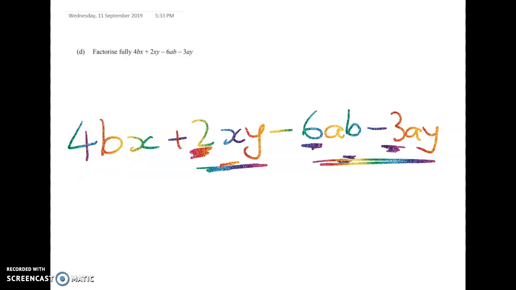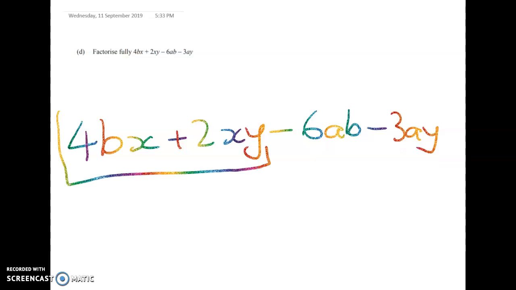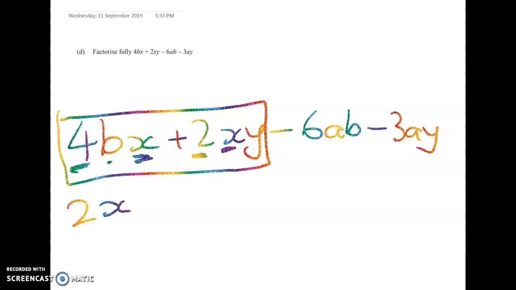So what we've got to do here is look at pairs of terms, right? And the way I do this is to draw a little box just around those first two. Let's do those first. So we're going to factorize these. And now we have got some common factors, right? We've got the numbers. We've got 2 here. I've got b times x. I've got an x common factor here. So 2x into 2b plus y.